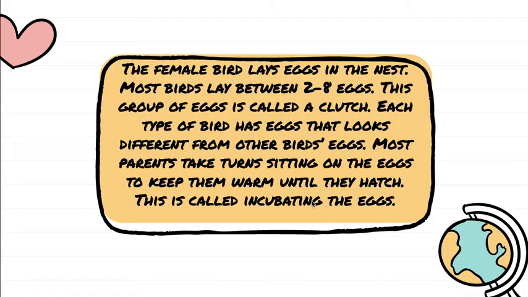All right, some more reading. A female bird lays eggs in the nest. Most birds lay between 2 to 8 eggs. This group of eggs is called, here's our vocab word, a clutch. Each type of bird has eggs that look different from other birds' eggs. Most parents take turns sitting on the eggs to keep them warm until they hatch. This is called incubating the eggs. There's our other vocab word, incubating.